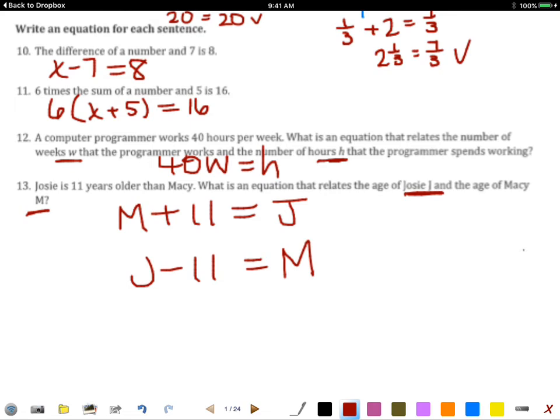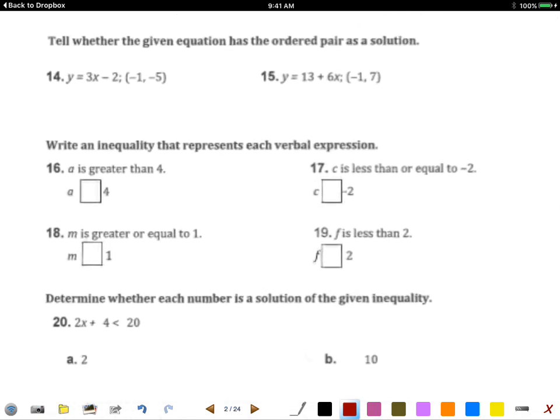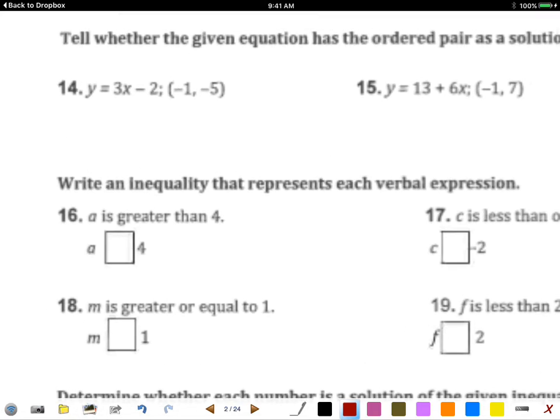Okay, flip your lesson sheet over. Now 14 and 15 say, tell whether the given equation has the ordered pair as a solution. Remember when you were graphing coordinates, you had an x and a y? So now we're going to plug in two numbers here, but it's still pretty simple. In place of my y, I'm going to put -5 equals, I'm just copying this down, then I have a 3, and then it's 3x. So 3 times x is -1 minus 2. All I did is write down this problem, but in place of the y, I put -5, and in place of the x, I put a -1.